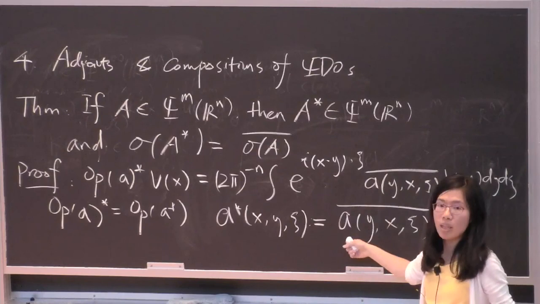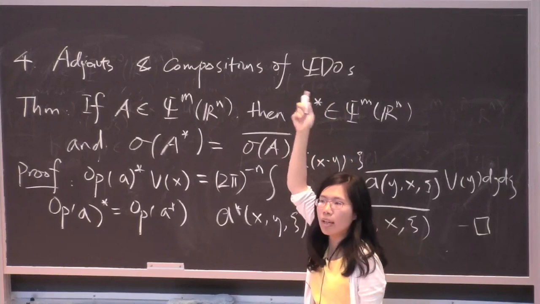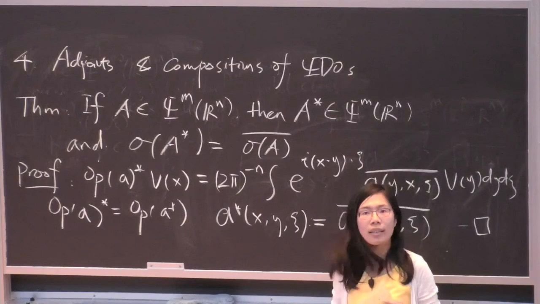And the principal symbol also follows from here. Okay, so we're done with this adjoint. And you can see that this helps me to prove that it does act on the tempered distributions. Okay, so I'll stop here, and we'll continue with composition later in the next lecture.